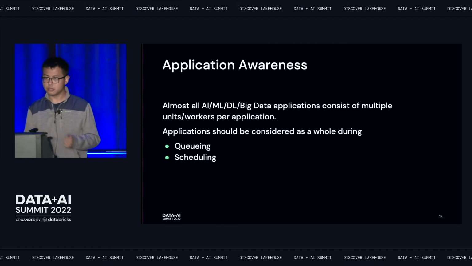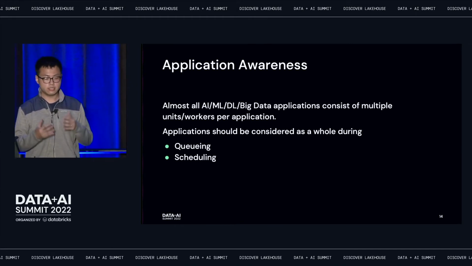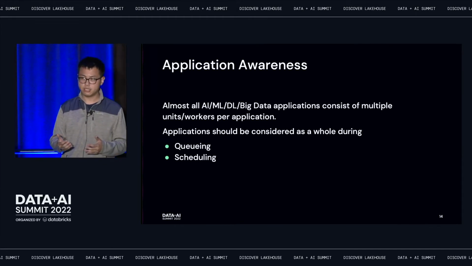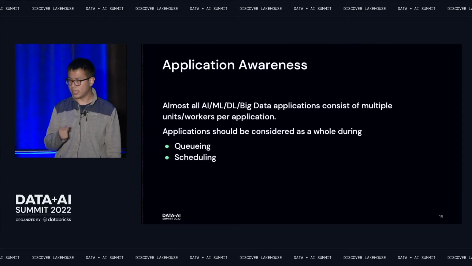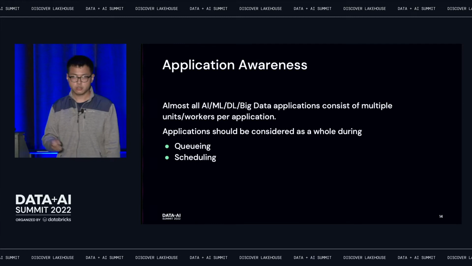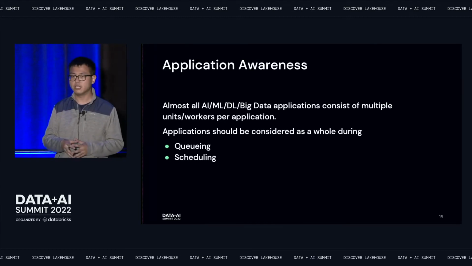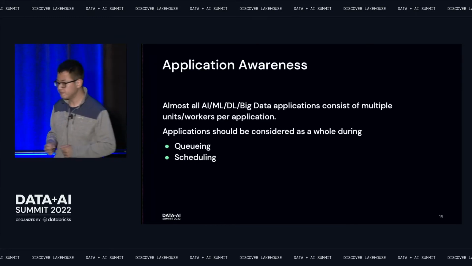So YuniKorn's ordering policy in the queue is really flexible. It's aware of the notion of applications. And you can infuse this knowledge of what an application means by providing custom plugins. So Spark is an example, but in the future, you might have new frameworks coming. You can tell YuniKorn how to identify an application and all the units belonging to that app.